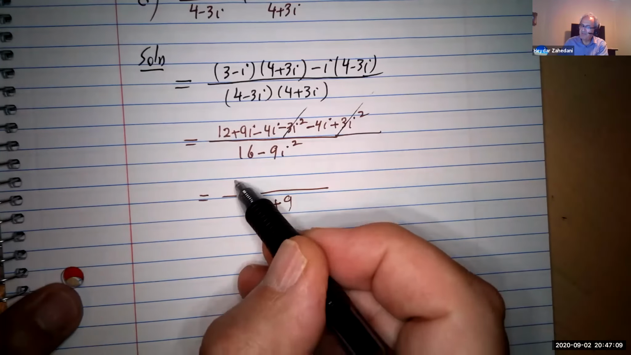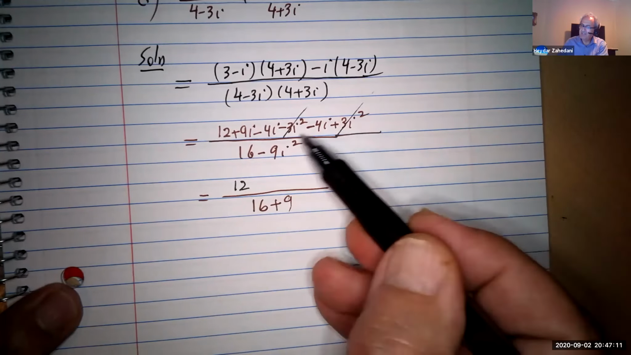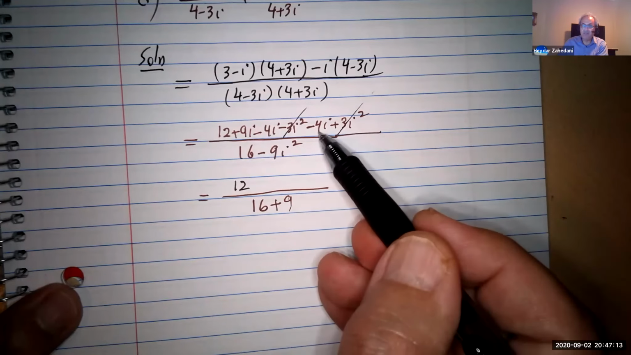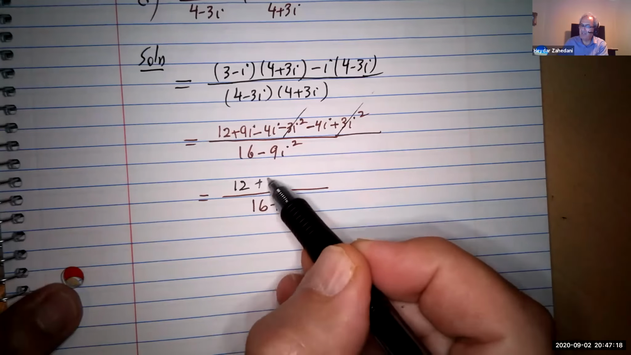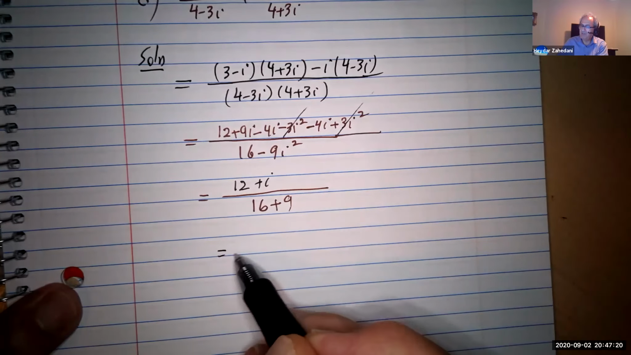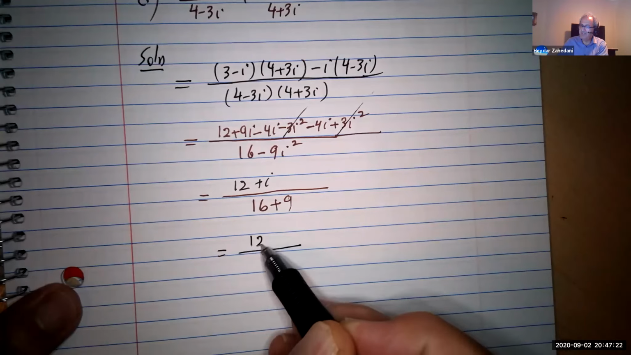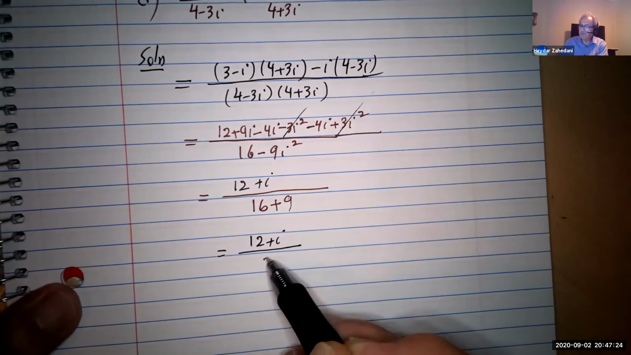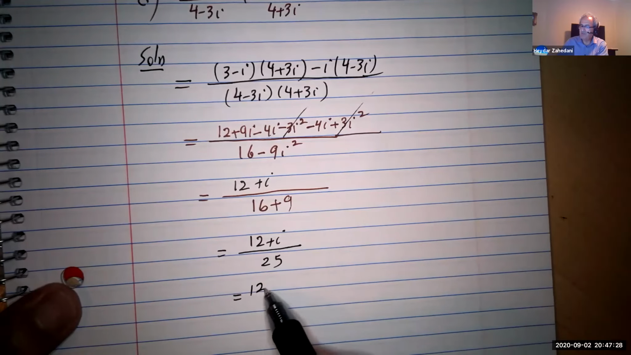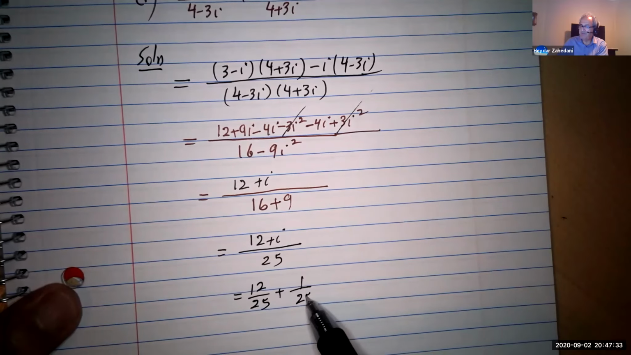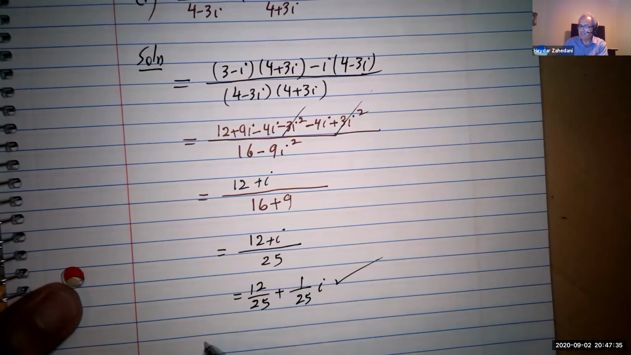So I have a 12 here. And this is negative 4i, that would be negative 8i, and the plus 9i, so that gives you i. So the top would be 12 plus i, the bottom one would be 25. You break it up, 12 over 25 plus 1 over 25 i as the final answer.